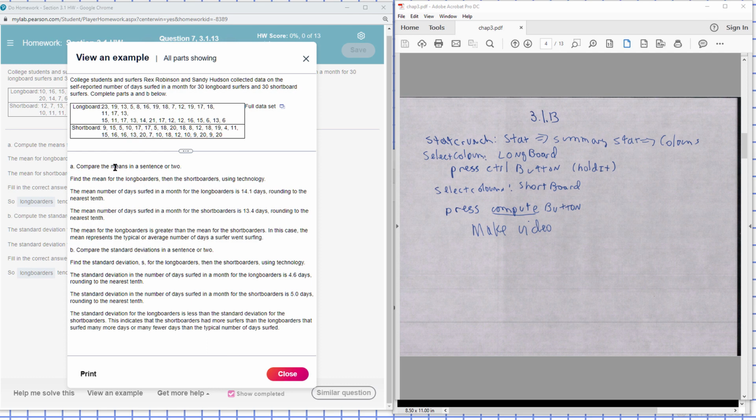Part A asks for the means in a sentence or two. Compare the means in a sentence or two. Compare the standard deviation in a sentence or two. Okay.